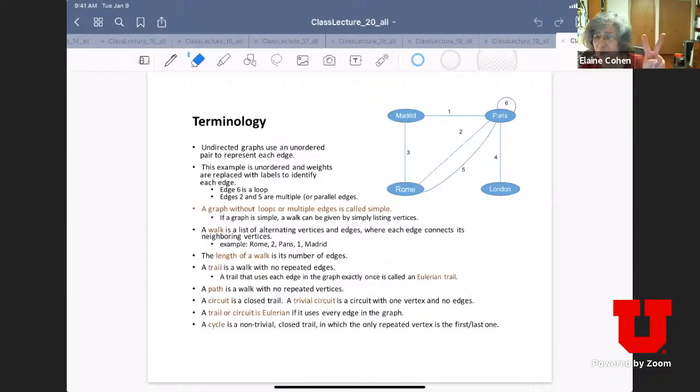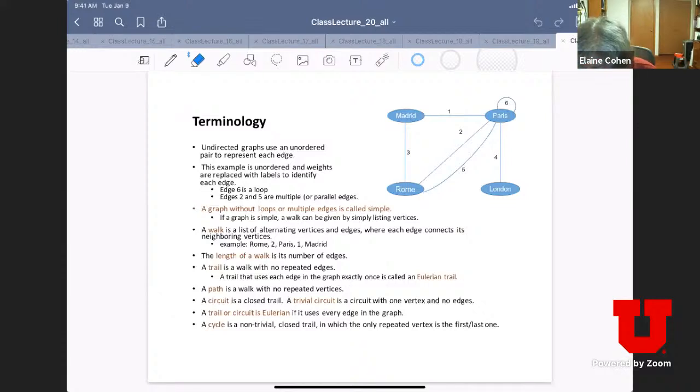Remember, walks have two components, edges and vertices. So a trail is a walk with no repeated edges, and a path is a walk with no repeated vertices. Okay, so a path can have repeated edges, kind of, but no repeated vertices. That's hard to think of, but still. Okay, a circuit is a closed trail. So remember, it's a closed trail.